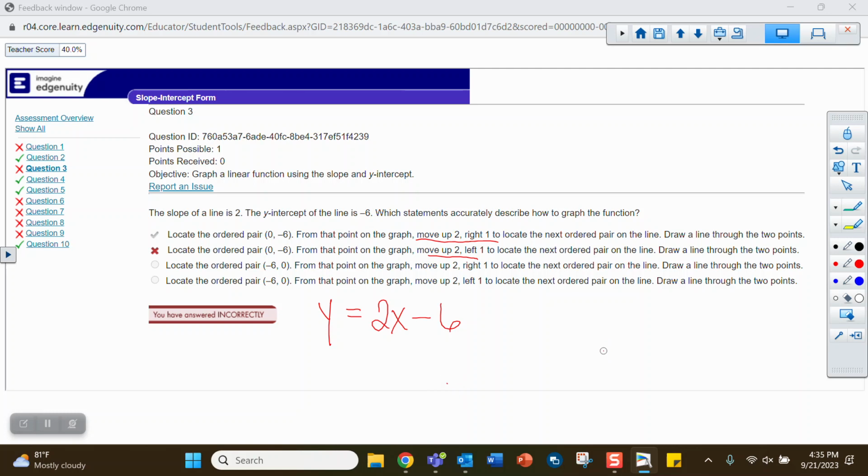So if we have a point and I go up 2 and left 1, that line is going to have negative slope. This is a positive slope though. Remember, negative slope lines go this direction. Positive slope lines go this direction. So I need to make sure that I'm going up 2 and right 1, up 2 and right 1, like that. So that's why this one was correct compared to the one you chose.